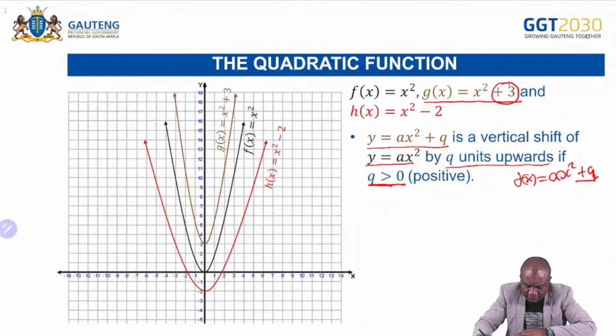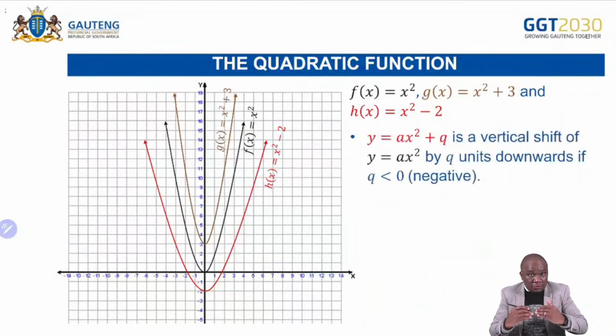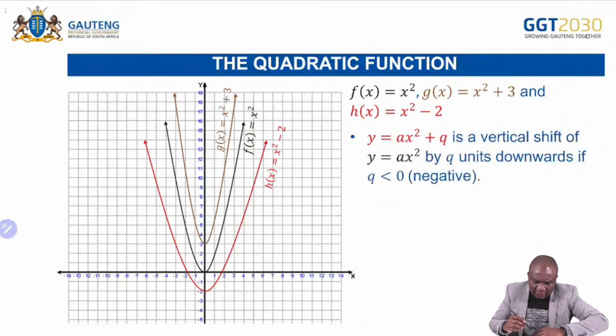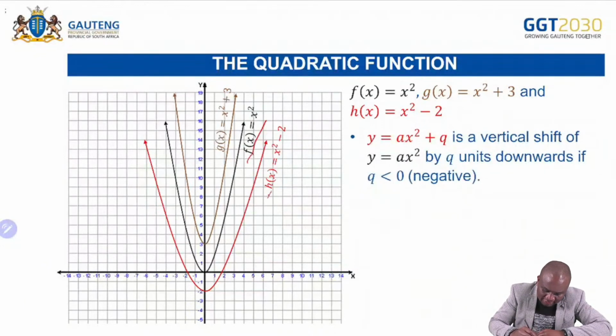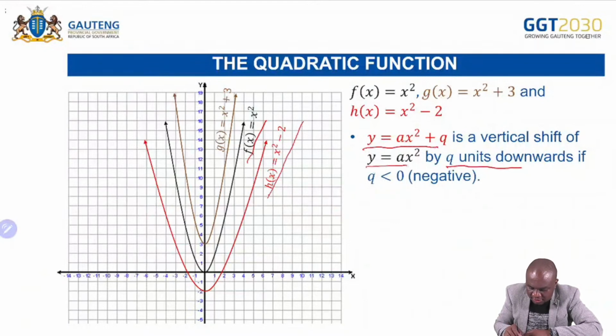Right, welcome back. So now, what about the red graph? What happened to it? Right, h of x is equal to x squared minus 2. Y is equal to ax squared plus q is a vertical shift of y is equal to ax squared by q units downwards if q is less than 0.